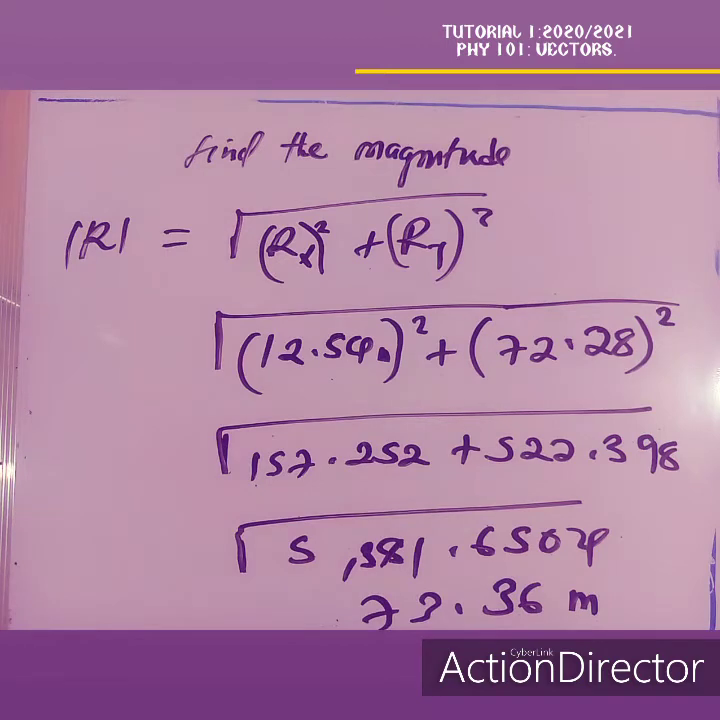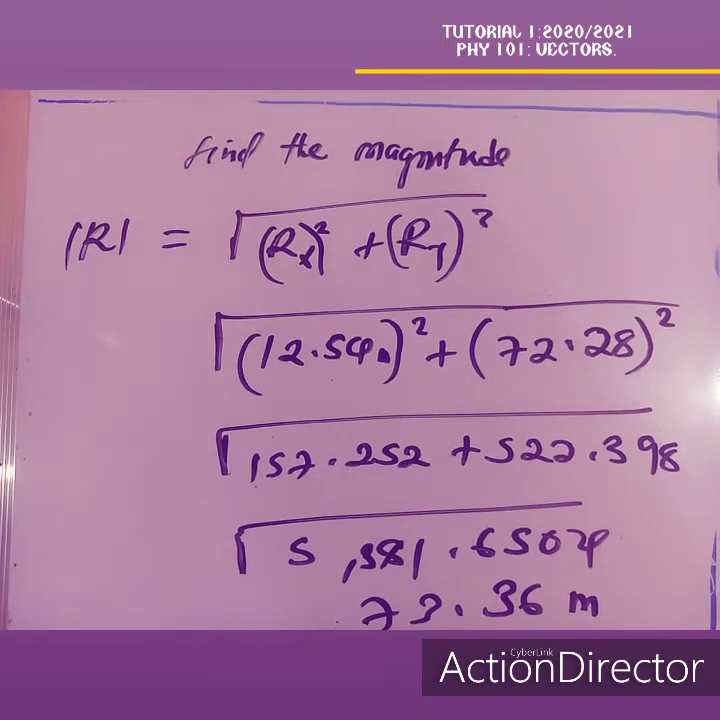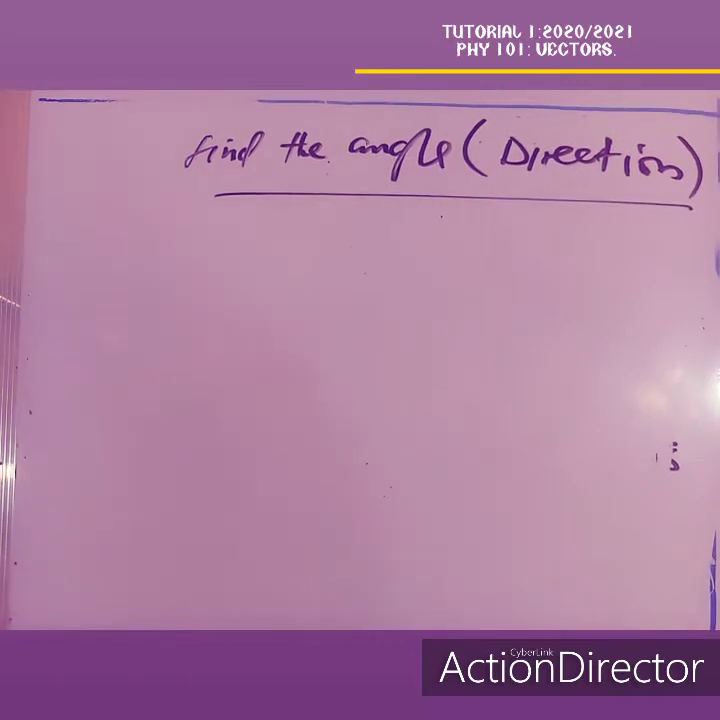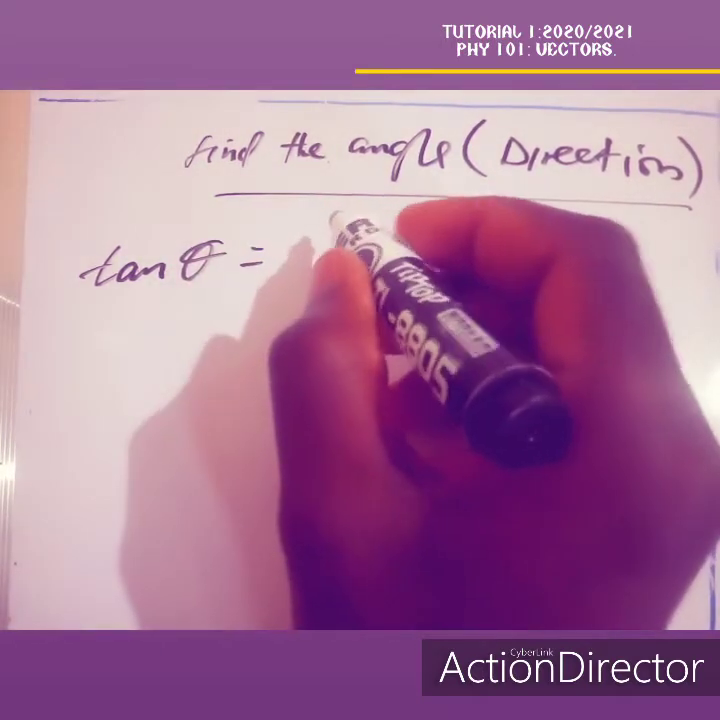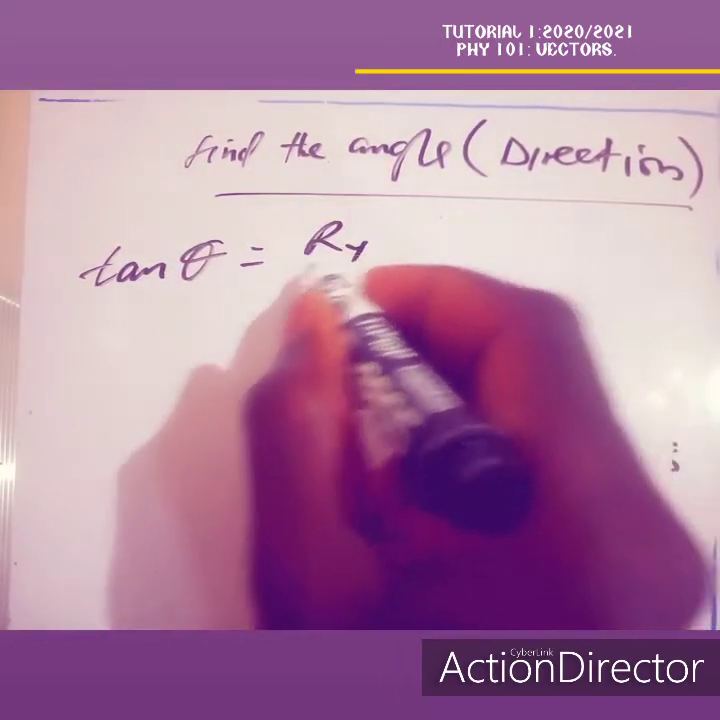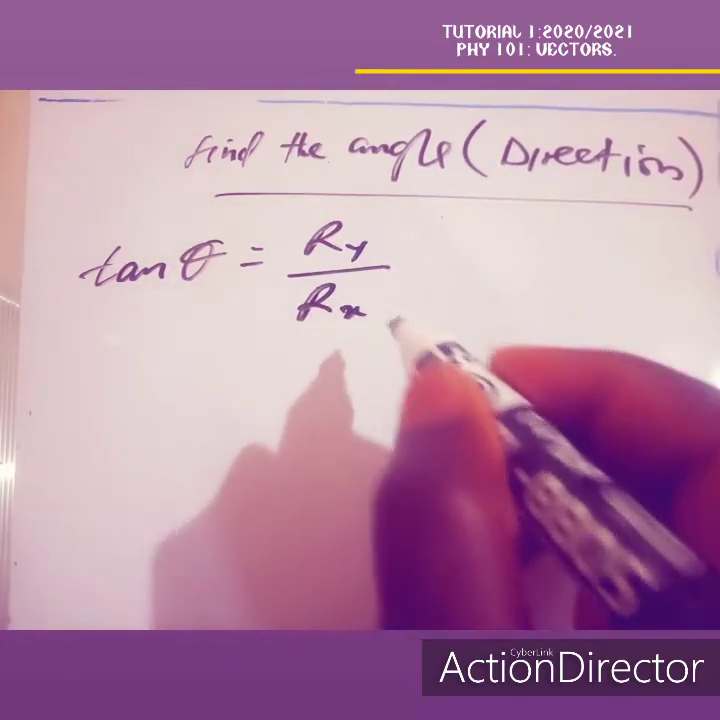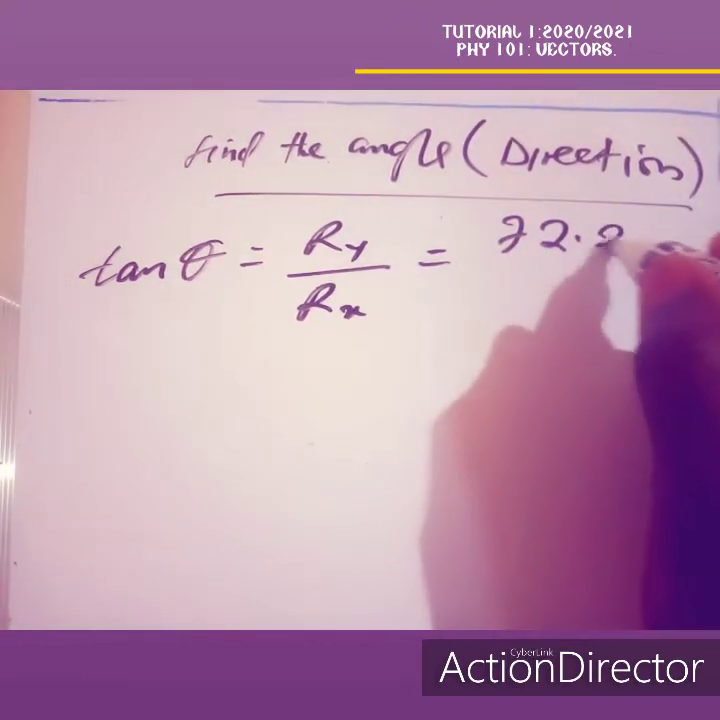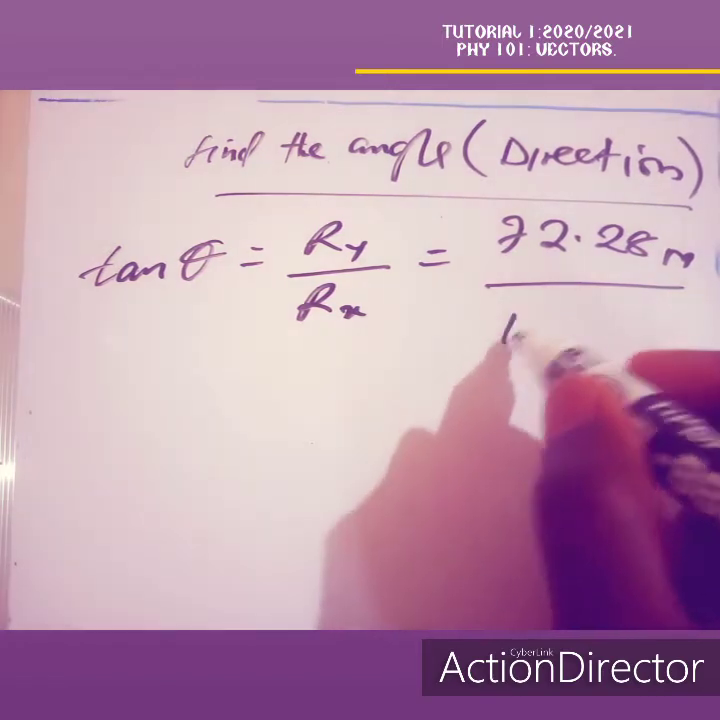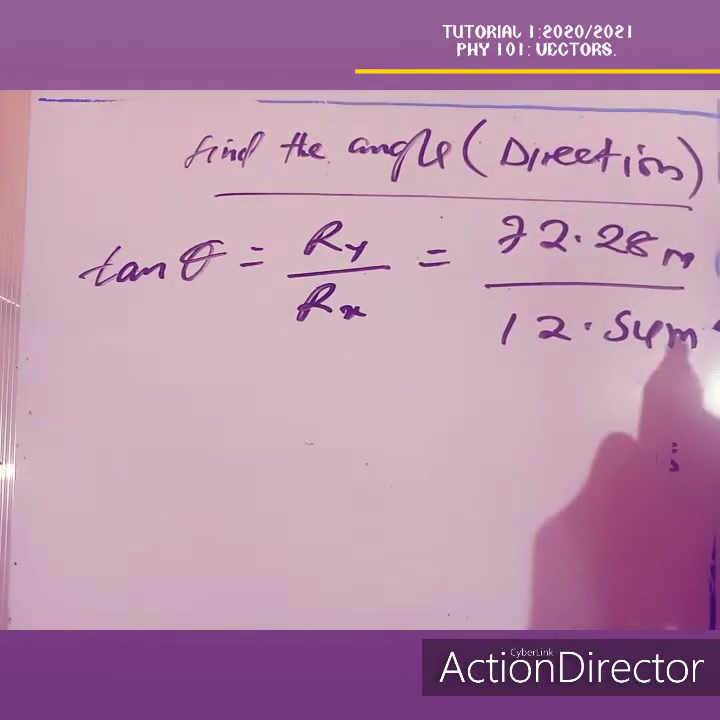Okay, now after calculating the magnitude, we need to find the angle of our resultant. To find the angle or the direction, because the angle gives the direction of a vector, we'll say tan theta is equal to resultant y divided by resultant x. Remember our resultant y was 72.28 meters divided by 12.54 meters. So this will cancel there.